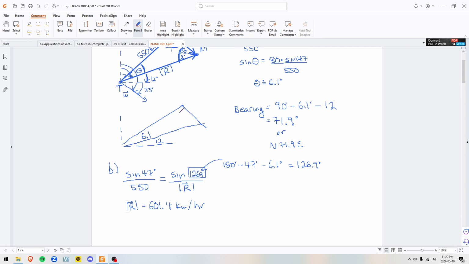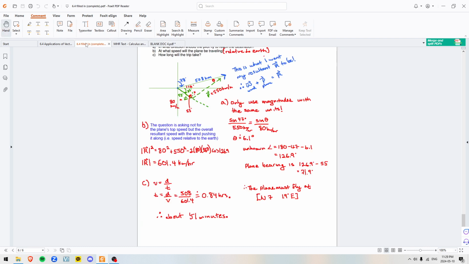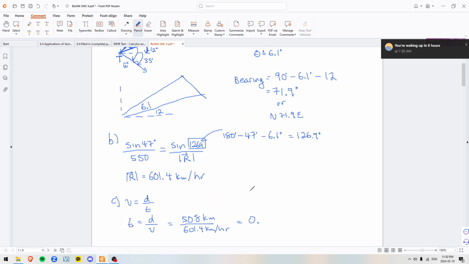Part C says, how long will the trip take? Well, you know that speed is always distance over time, or velocity equals displacement over time. And so time is going to be displacement over velocity, which is equal to a distance of 508 kilometers divided by 601.4 kilometers per hour. Time will give you approximately 0.84 hours. That's it.